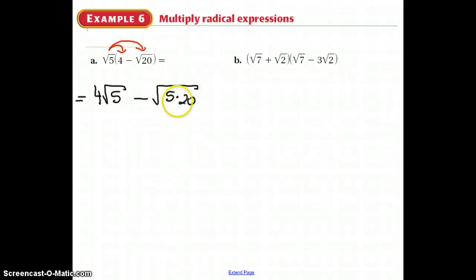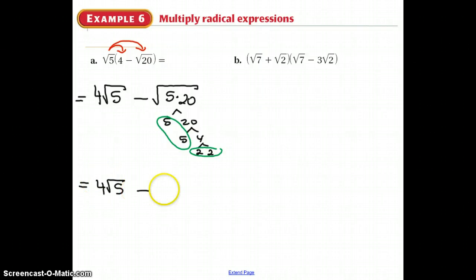Now one thing that you could do is multiply these together, or you can break them up using the 5 and 20, which I think is a little easier. And you get 5 and 4, 2 and 2. You notice that you have a 5 and a pair of 2's, and you have nothing left over, so the second radical will actually be simplified to just 10. So you end up with 4 square root of 5 minus 5 times 2, which is going to be just 10.